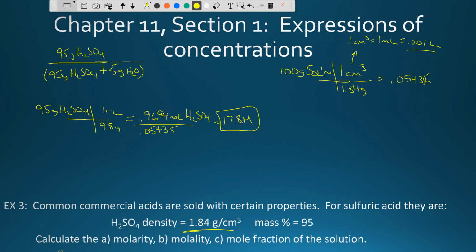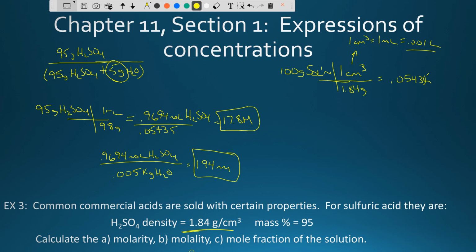So now I have all the pieces to do the next one. If molality, and that's going to be 0.9694 moles of sulfuric, and molality, remember, is per kilogram of solvent. Well, I had 5 grams, didn't I? If I have 5 grams, that's 0.005 kilograms. And so I end up with a 194 molal solution.